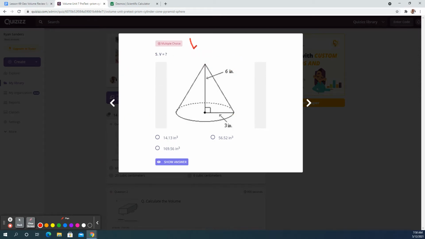This is a cone. Start off with the volume of a cone. It's basically 1/3 of the volume of a cylinder. Pi r squared times height. So that means this is our height right here. That's how tall it is. This is our radius. Plug things in. Volume is equal to 1/3 pi. R is 3. That gets squared. Height is 6. Equals 1/3 pi. 3 squared is 9 times 6.